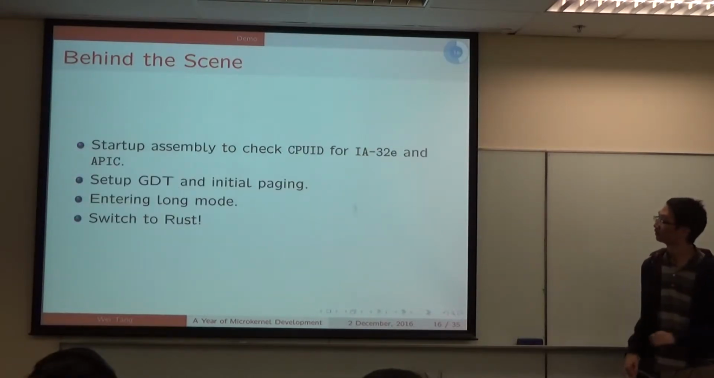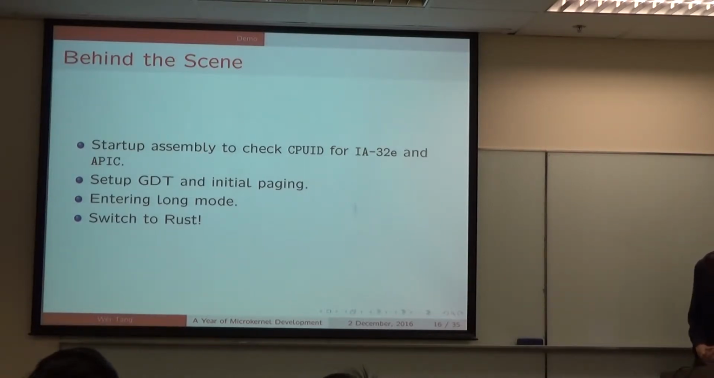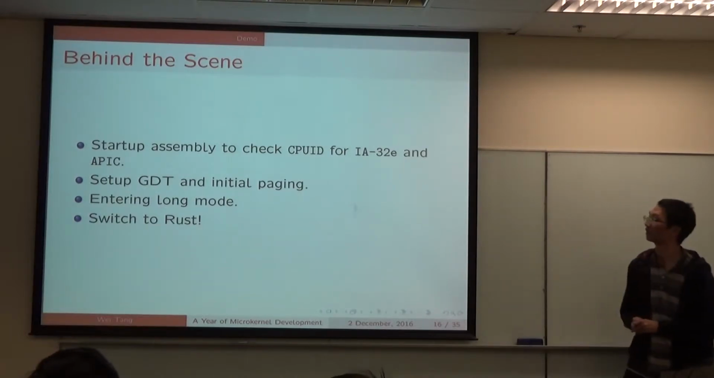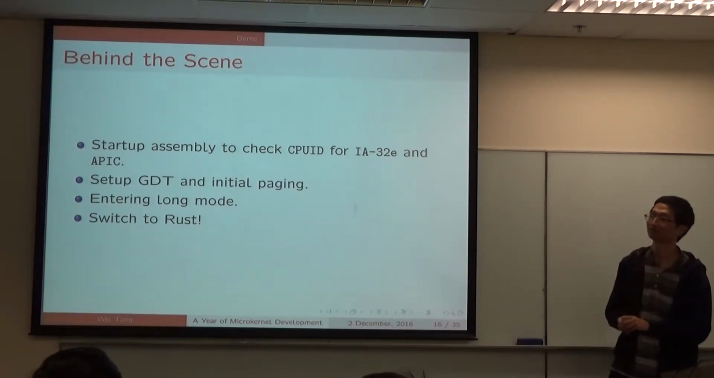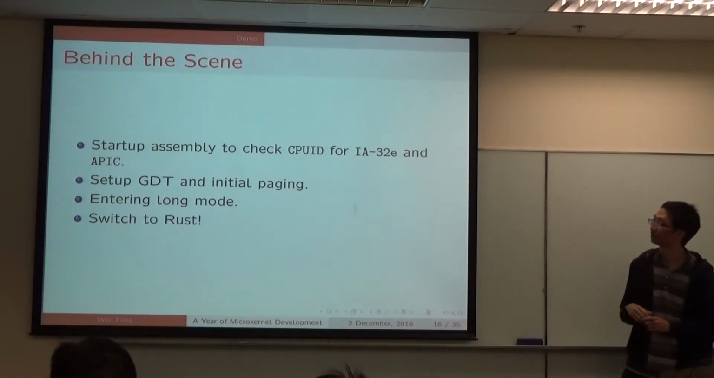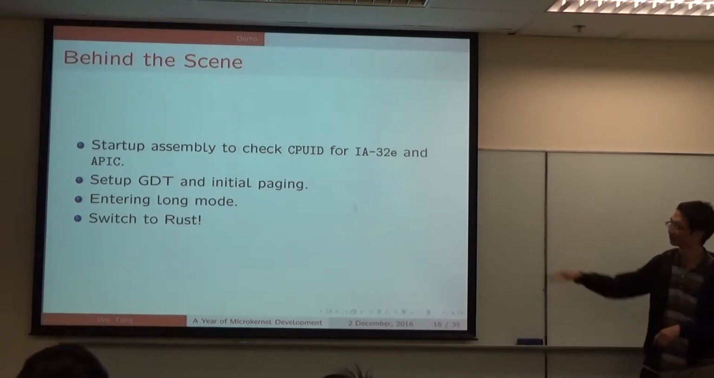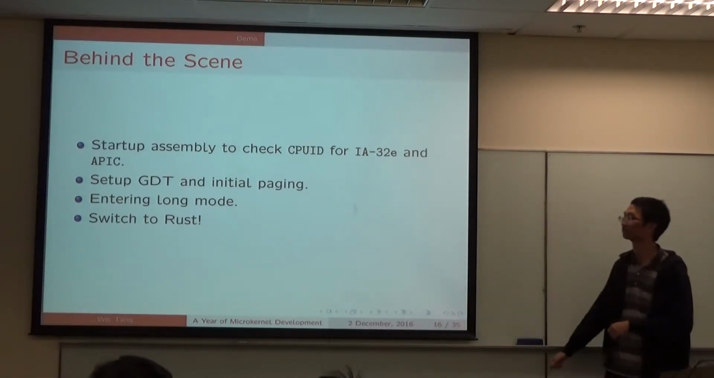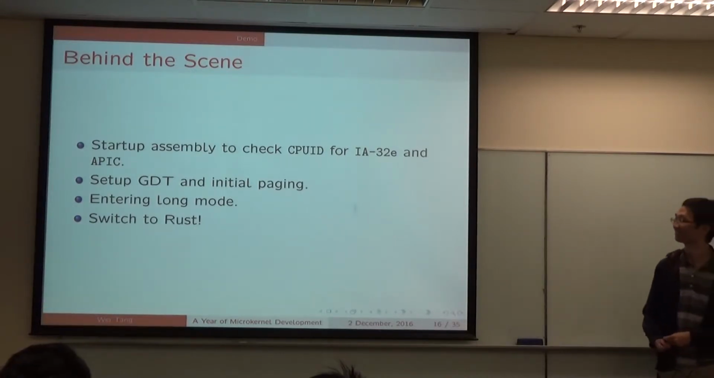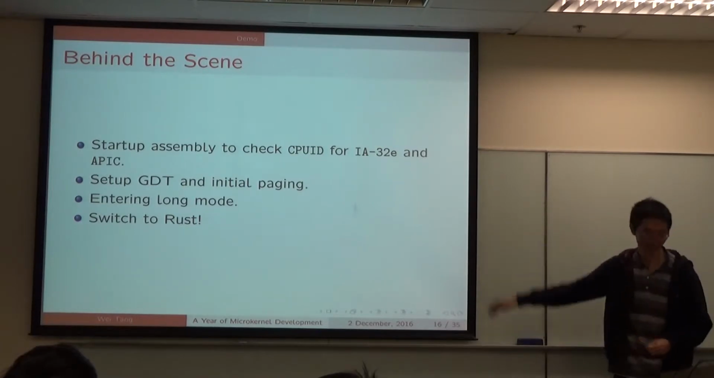So yeah, there is some startup assembly to check for CPU ID, which checks for various CPU capabilities, like whether it supports 64 bits and whether it supports advanced programmable interrupt controller. And then I set up some initial paging and also GDT and other Intel structure, data structure stuff, and take a lot more, and then just switch to Rust.